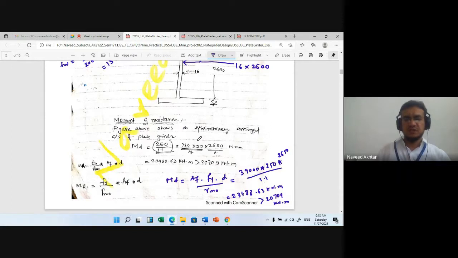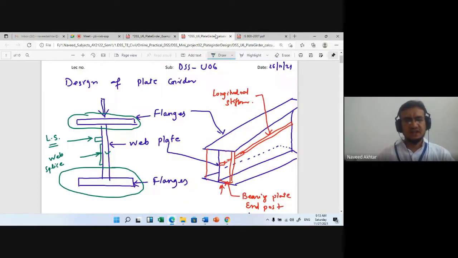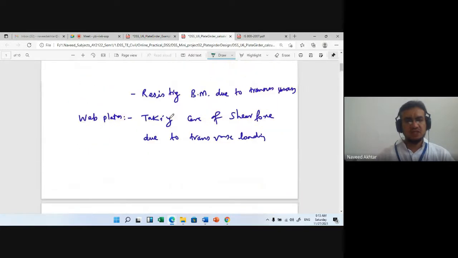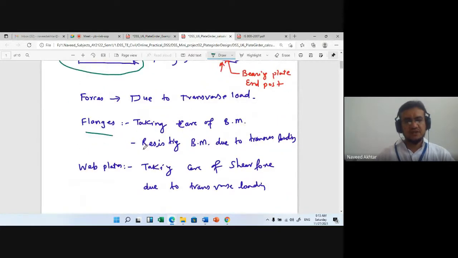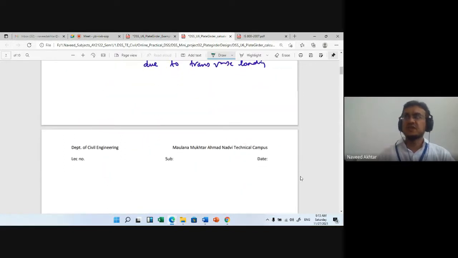We know what the moment is. Then the moment of resistance, because our basic assumption is that the flanges will take care of the bending moment. This assumption we already discussed yesterday. So, taking care of bending moment and resisting bending moment due to transverse loading, you can find out the resisting bending moment, that is MR.